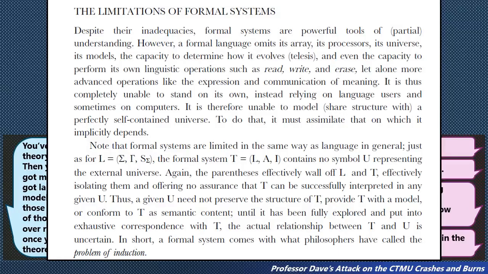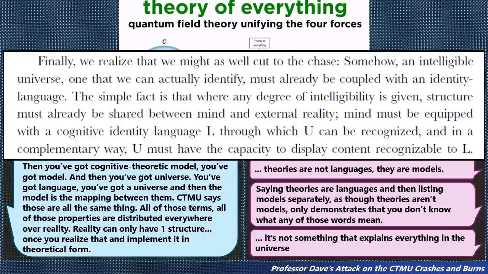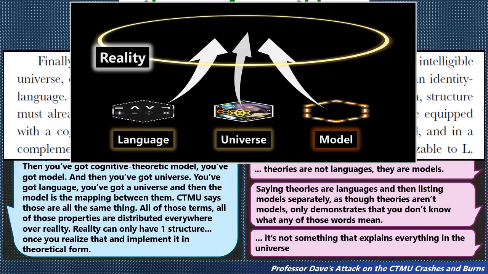If you read Chris Langan's paper on language, you'll see that he explains that because formal systems, or theories, don't contain their own universes, they're not guaranteed to be modelled on the universe, or to be interpretable within the universe. This isn't the case in the CTMU. In the CTMU, theory and universe are tied together in their entirety by an identity language in the model. This allows the universe to be recognized by its own theory, through its own model.